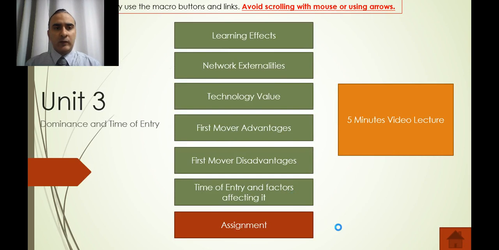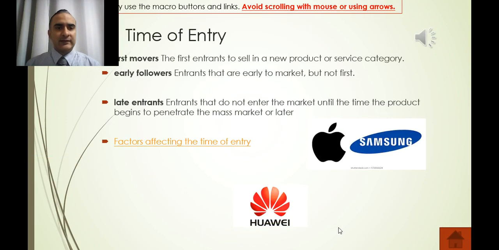Now, let's go to the time of entry and the factors affecting it. So we can see that there are first movers, early followers, and late entrants. First movers spend a lot of money, and they gain the majority of the market share. Sometimes the product is not superior, it's good enough, it's there, but they were the first ones, so people remember them. Early followers come at a later stage in the party, but they come with a superior product because they are already using the knowledge that the first mover implemented, and of course they may have a much better product.